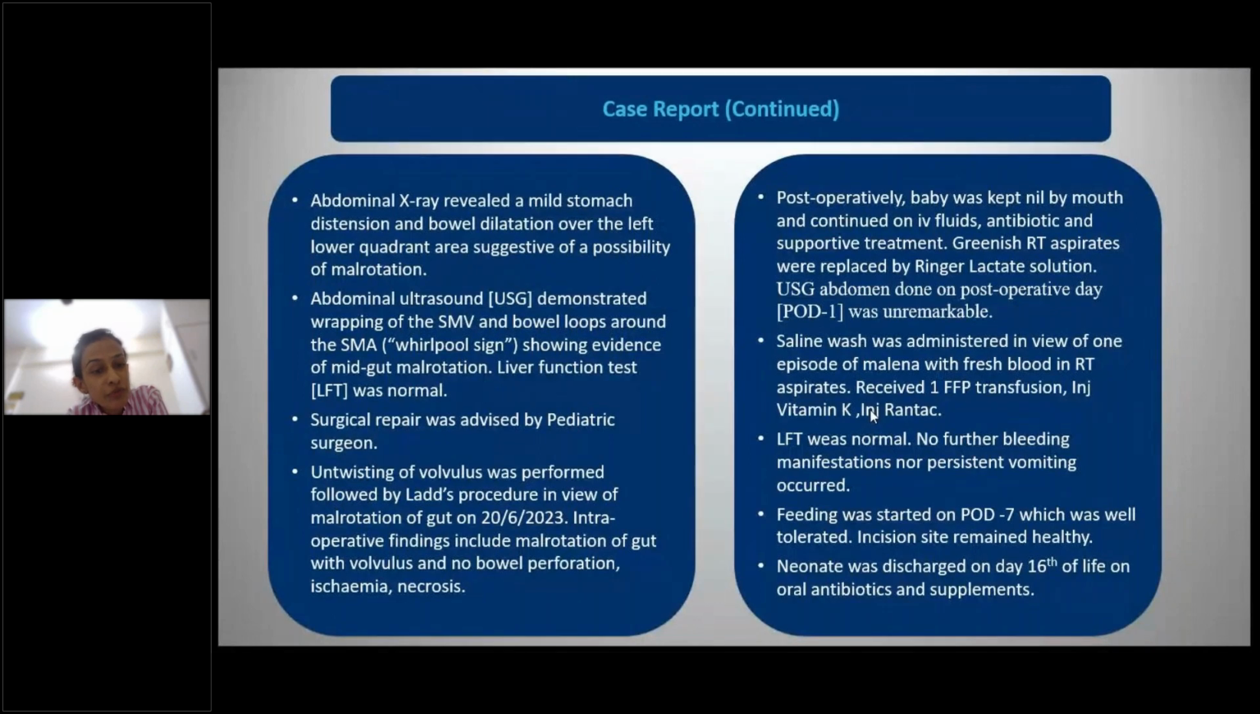Untwisting of volvulus was performed, followed by Ladd's procedure in view of malrotation of gut on 20th June 2023. Intraoperative findings include malrotation of gut with volvulus and no evidence of bowel perforation or ischemia or necrosis. Postoperatively, baby was kept nil by mouth and continued on IV fluids. Antibiotics and supportive treatment was given.